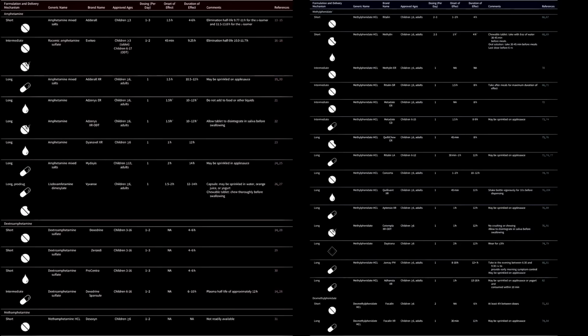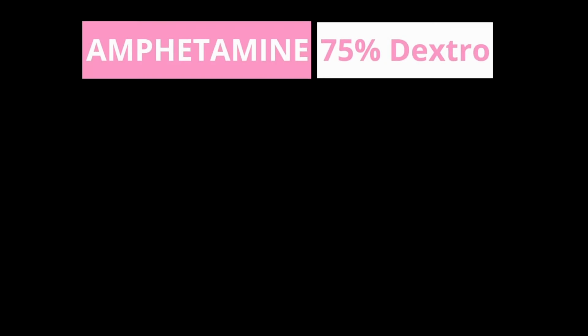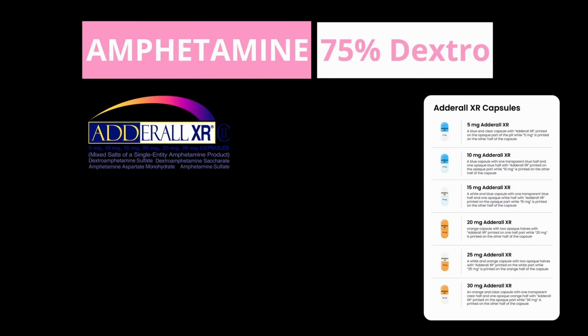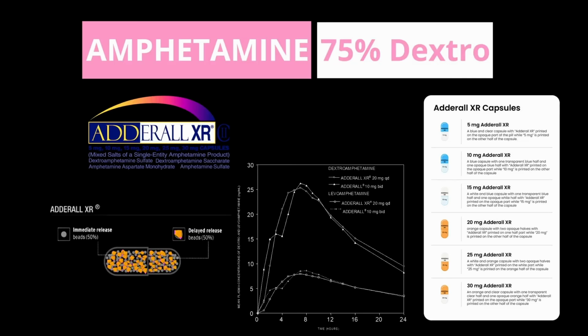I'll start with the formulations that are similar to Adderall, so here I'm talking about 75% dextroamphetamine. The first medication is Adderall XR, Adderall extended release, and it's a formulation that contains 50% immediate release beads and 50% delayed release beads. So half the beads are released immediately, and half the beads are delayed release. It makes the effect of using 2 different doses of the instant release Adderall given 4 hours apart. But when we look at the curve of the mean plasma concentration, we see it's actually a lot smoother than that.